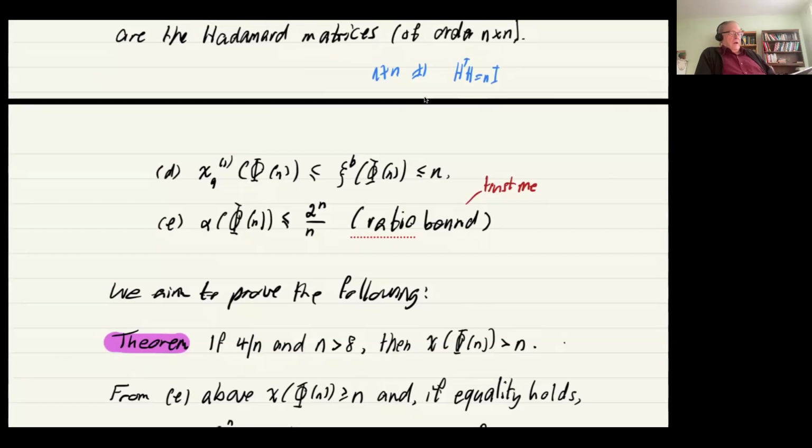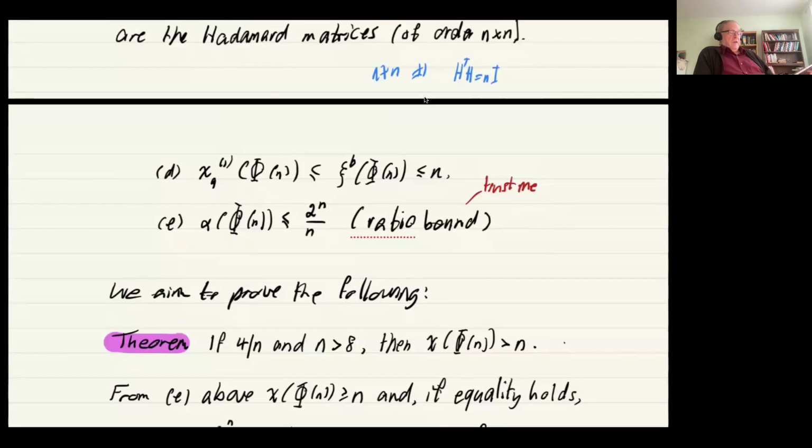Now note that if there's a clique of size n in the graph, then the quantum quadratic number is at least n. So if there's a clique of size n in the graph, then you can show that the quantum quadratic number must be at least n. Okay, so what we're heading to show is that the quantum quadratic number is exactly n.